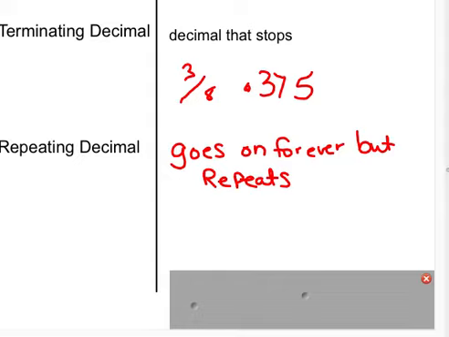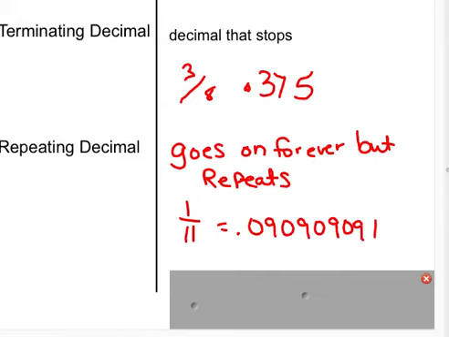So I want you to do 1/11. You will notice in your calculator you get 0.090909091. Again, it's just rounding it because it doesn't fit in the calculator. So if we look at this, really what's repeating is 09. So there's where my repeating happens.